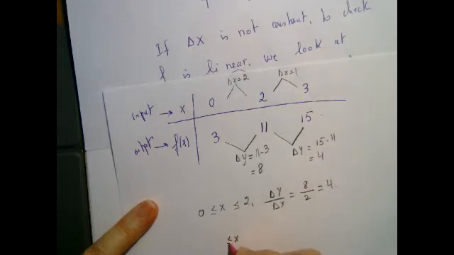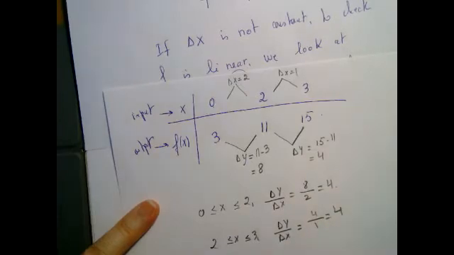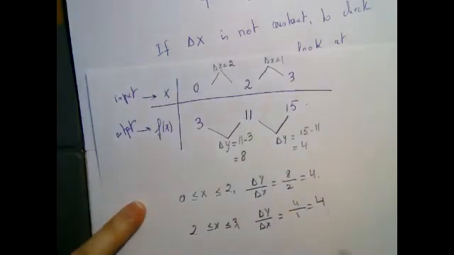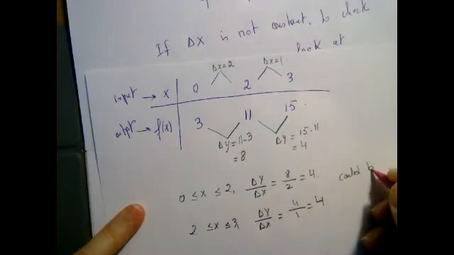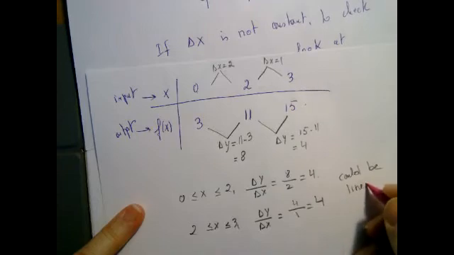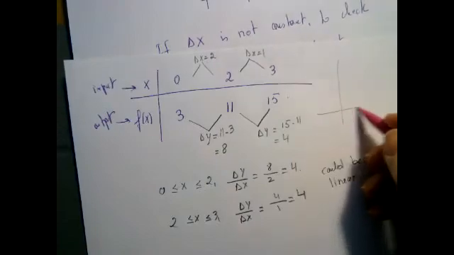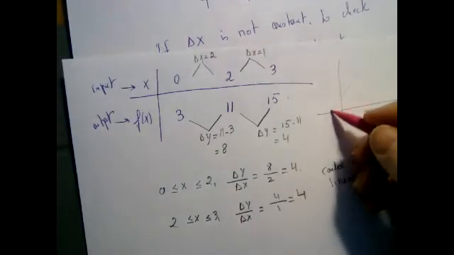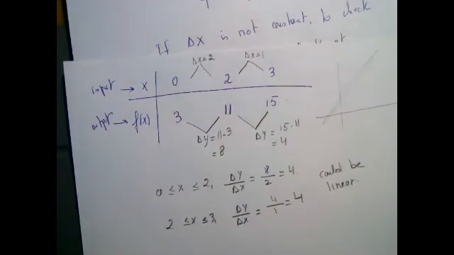And between 2 and 3, again, we compute that. It's going to give me 4 over 1, which is equal to 4. It means that this function could be linear. It's a good candidate. So if I take the graph and I draw those points and I try to connect them, they will all live on the same line. That's going to be the graphical effect.